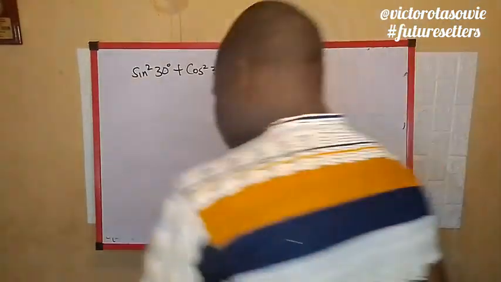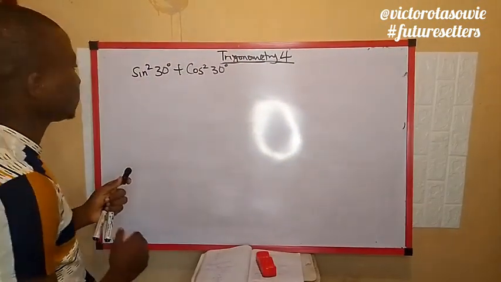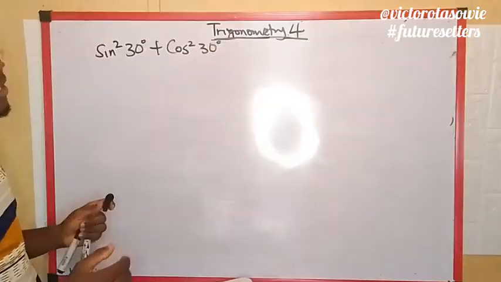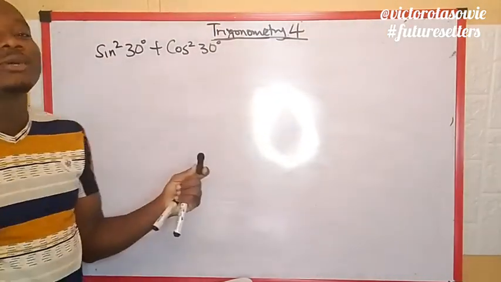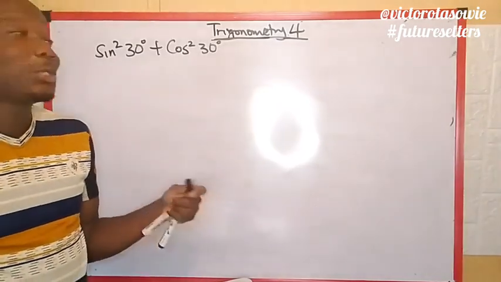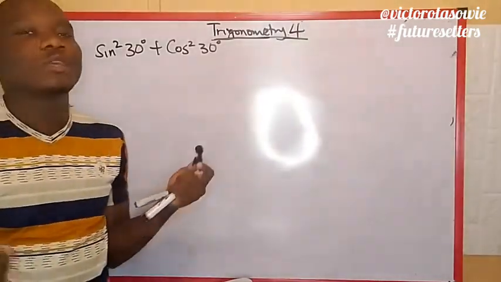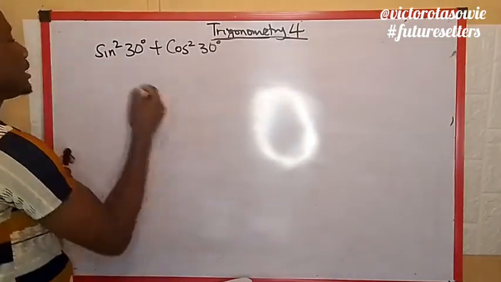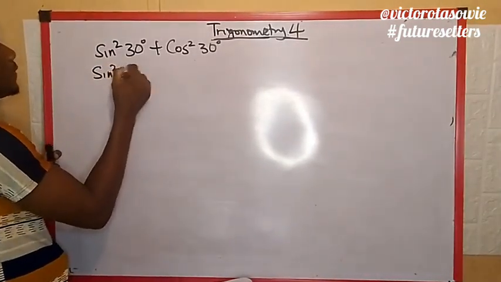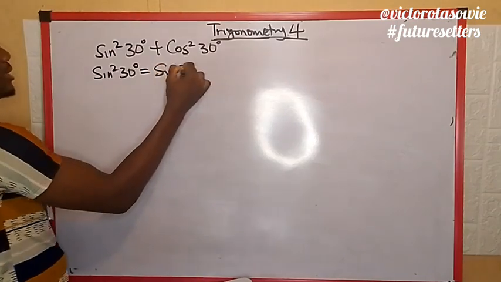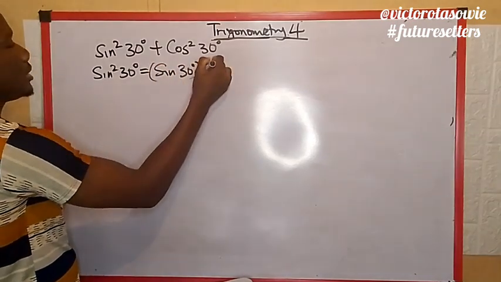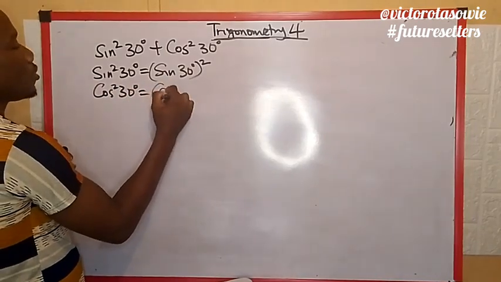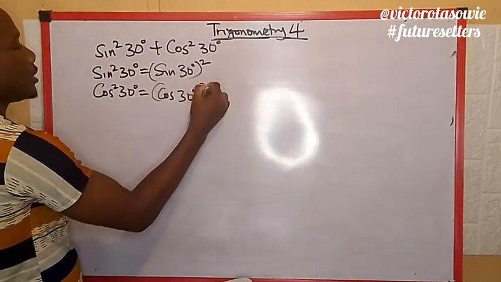About the situation where we are given sine square 30 degrees plus cos square 30 degrees. What will you do in this situation? Now, you remember back then I told you sine square theta plus cos square theta is 1. So just take note, this is 1 anyway. It's going to give us 1. But just simply remember, like I said before, that sine square 30 is equal to sine 30 squared, and cos square 30 is equal to cos 30 degrees squared.